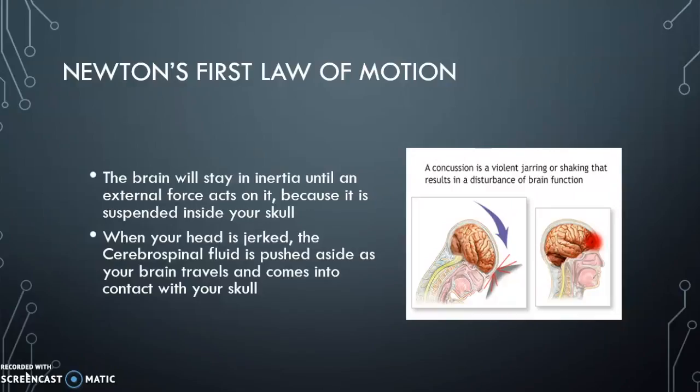There is a fraction of a second when your body is in movement due to the external force from the sudden acceleration and deceleration movements, but your brain is still in inertia. When your head is jerked, the cerebrospinal fluid is pushed aside as your skull travels and comes into contact with your brain, acting as the force causing the brain itself to move, which then extends to Newton's second law.